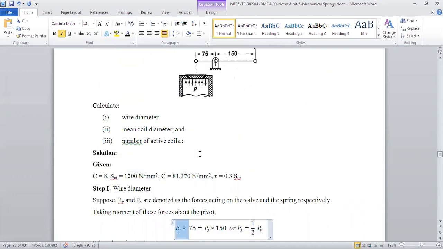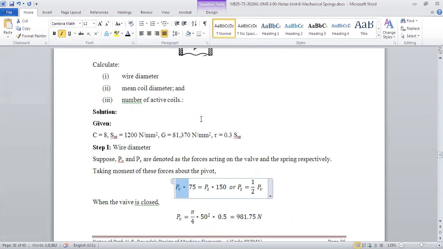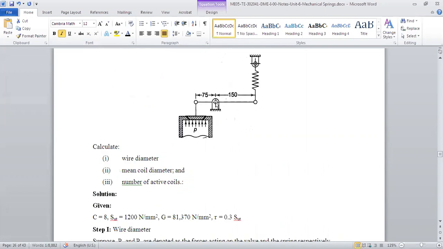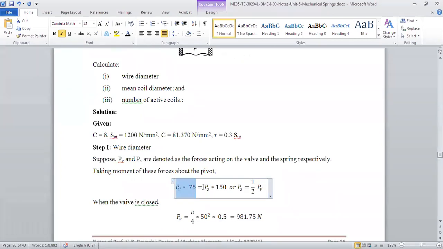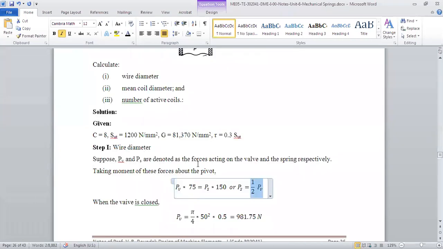Now if we take the lever, force into distance, they match. If we balance the moments at the fulcrum of the pin, the moment because of the force in the valve and the moment because of the force in the spring will be balanced. So load in the valve multiplied by 75 is equal to load in the spring multiplied by 150. PV into 75 is equal to PS into 150, or PS, the spring force, is equal to half of PV. Because of the mechanical advantage, load in the spring is half of load in the valve.